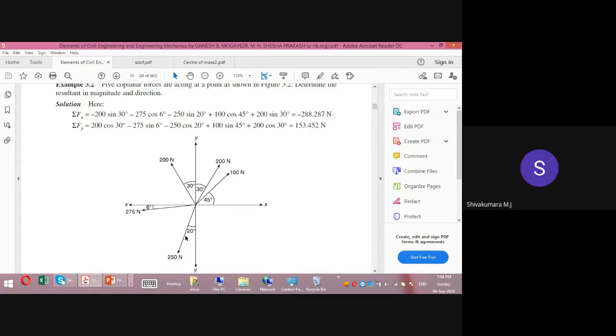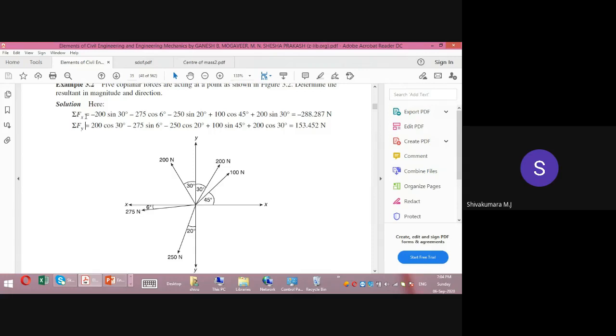What is the horizontal component of this 250 Newton force? Minus 250 sine 20 degrees, sir. Good. And the vertical component is? Minus 250 cos 20 degrees. Yes, very good. So there is no issue with the resolution of force. So all of you said correct answers, right?